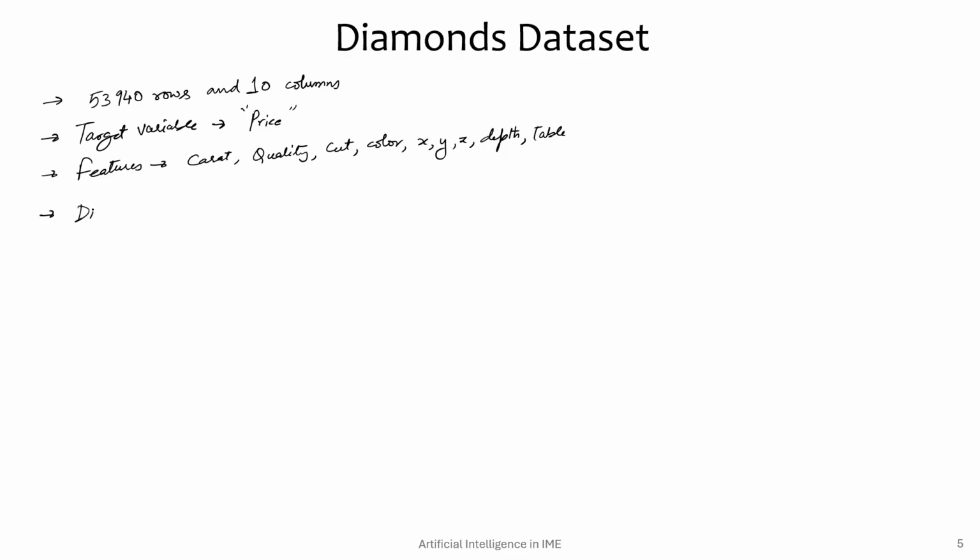Diamonds are graded based on these qualities like carat, quality, cut, and color. Now, we have already introduced the different data types. Out of these features, the cut of the diamond, color and clarity are categorical features.